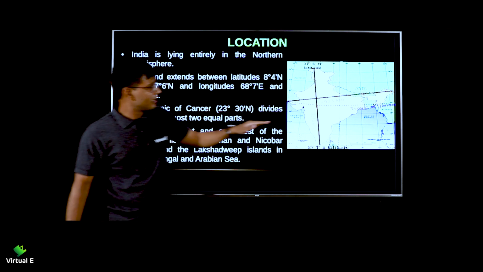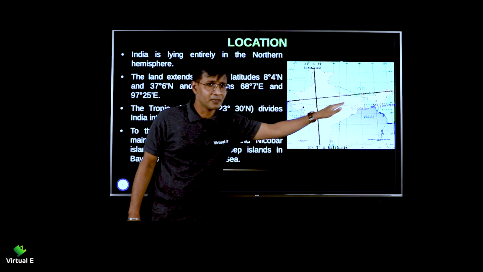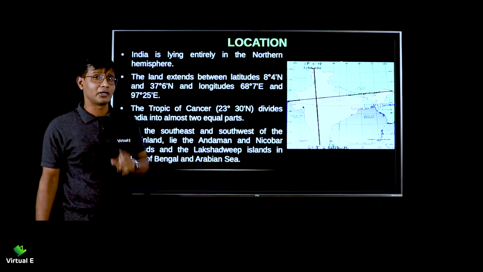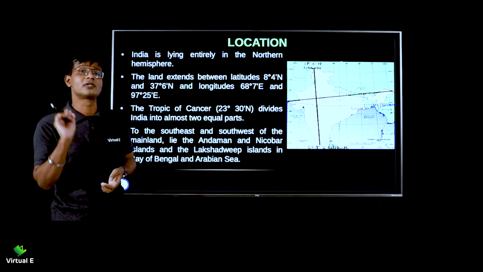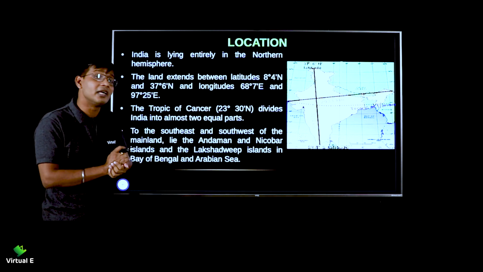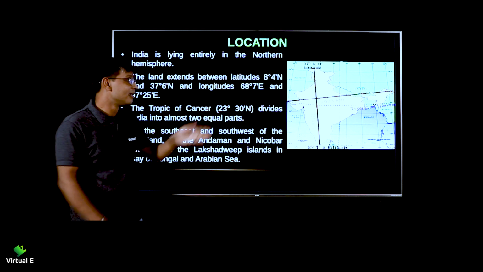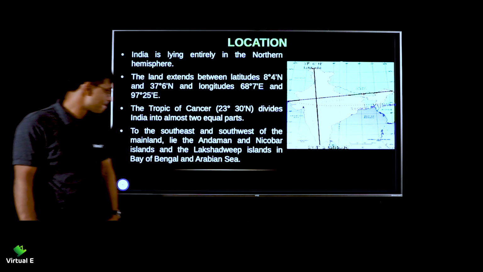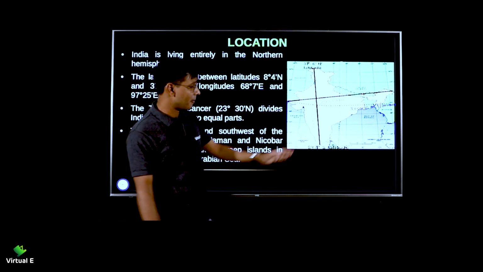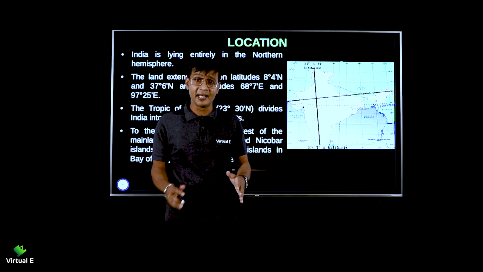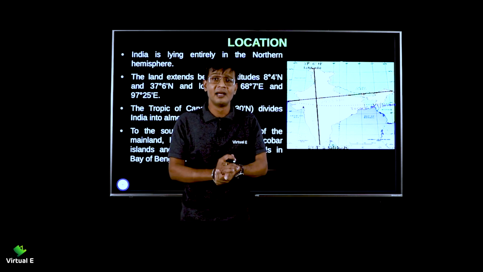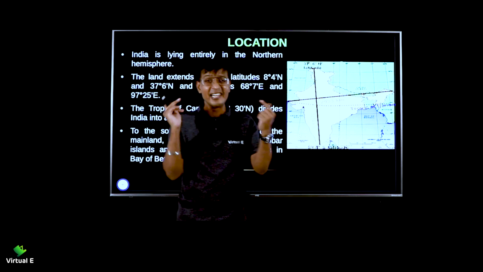Now see another line which is just jotted. This line divides the country into almost 2 equal halves and we call it TOC, Tropic of Cancer, and the degree is 23 degree 30 minute north. Now we have in the map clearly seen two sides of ocean. So India is a peninsula country covered with water from 3 ends.